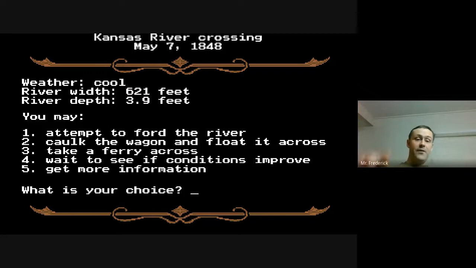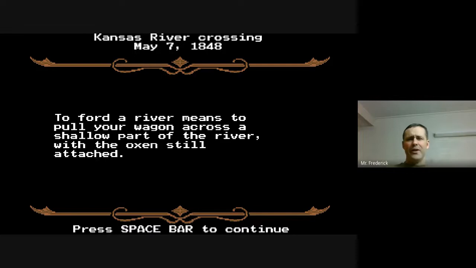So I can attempt to ford the river, that's like walk through, caulk the wagon and float across the river, take the ferry across, 4, wait to see if conditions improve. You can waste time waiting for the water to go down. Sometimes it does, but I'm not going to wait. Or 5, get more information.